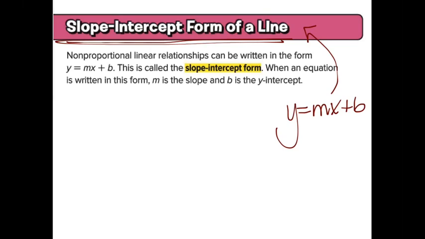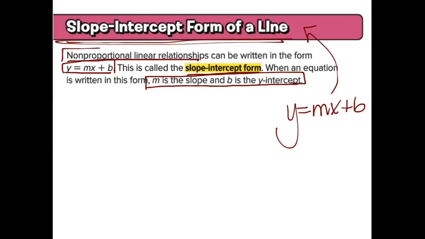So for your definition for slope-intercept form, I would say you should write something including non-proportional linear relationships. It should include y equals mx plus b. And you should include m is the slope, b is the y-intercept. So this would be the bare minimum to include in your definition. You could put it in your own words. You could copy everything that's down right here. Up to you. One thing I do want you to notice, this little side note.